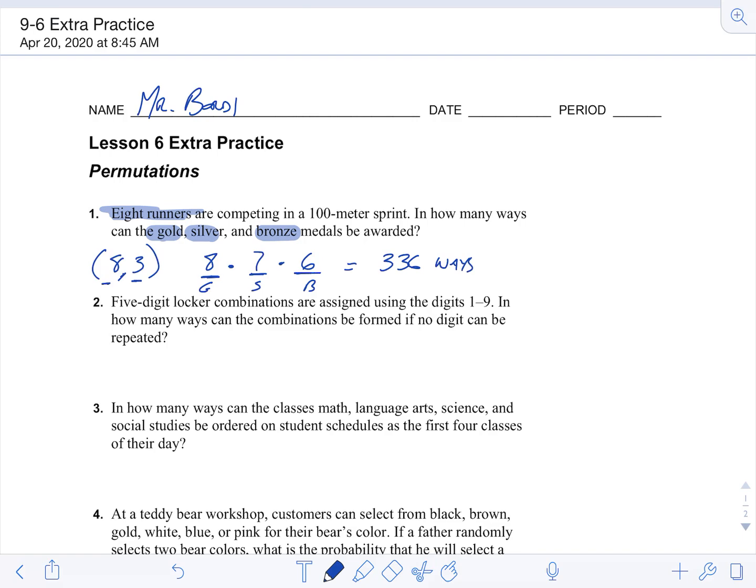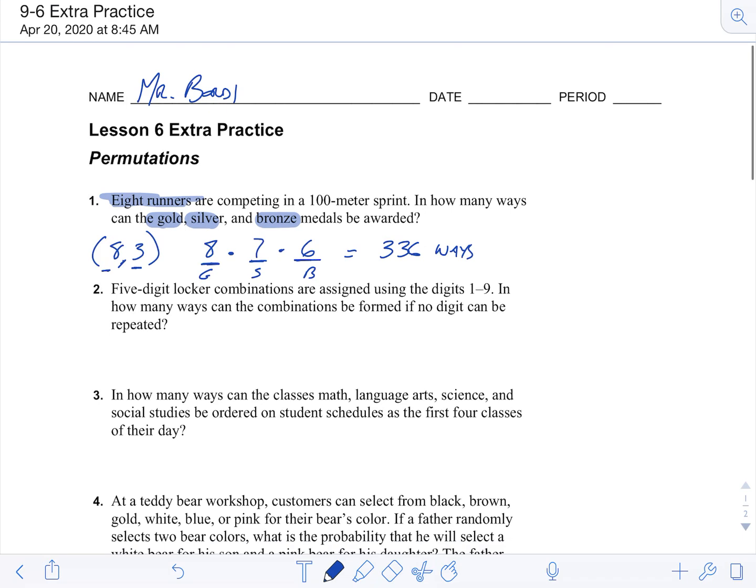Now I could list them all out. We could say that Nick Brenner got first, Kean got second, Shannon LaTrent got third. We could say that Kean got first, Shannon got second, and Emma got third. We could go through all the ways in the class, but there's only 336 that would give us a gold, silver, and bronze.